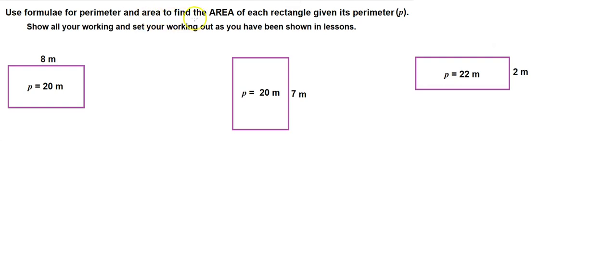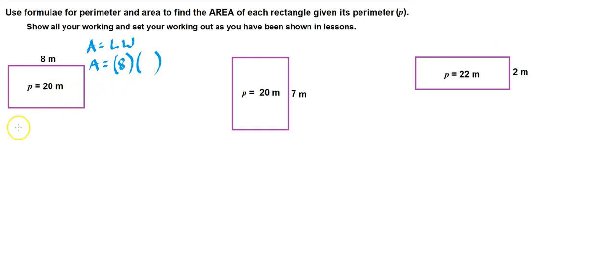Use formulae for perimeter and area to find the area. Okay, so let's find the area. For this one here, the formula for area is area equals length times width. We've got the length, but we don't have the width just yet.